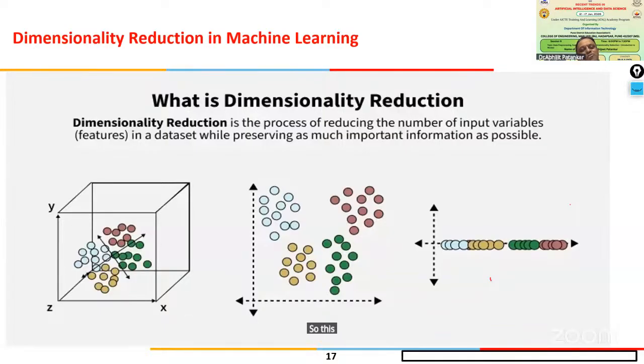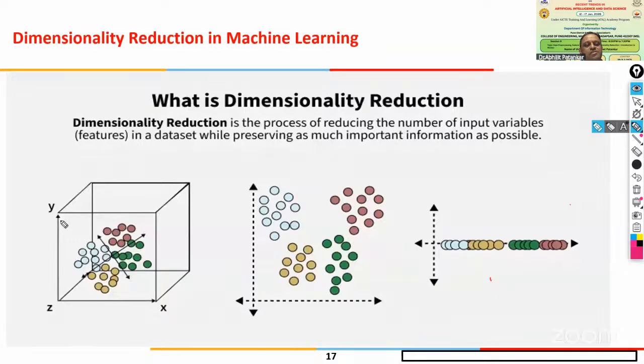So this is also an important aspect in machine learning. What is the meaning of dimensionality reduction? As you are able to see, there are 3 diagrams on your screen. So what are these 3 diagrams? First, it is having 3 dimensions. Okay, I'll show you that.